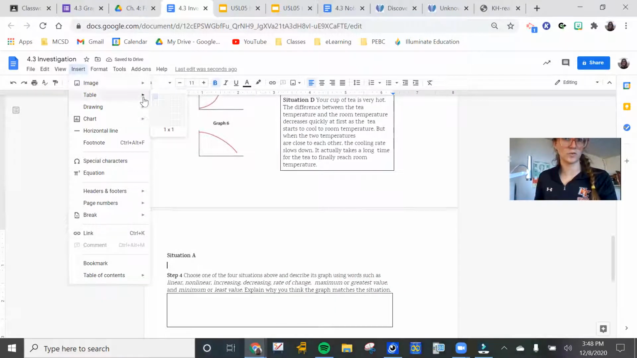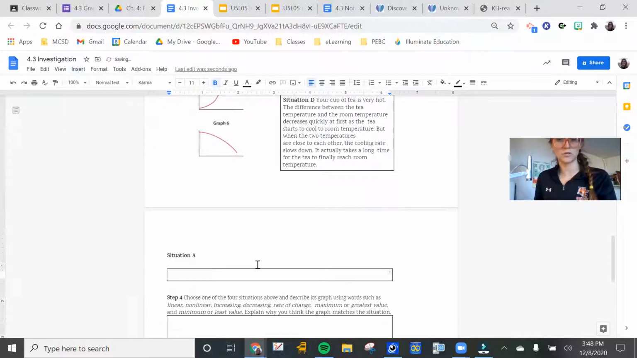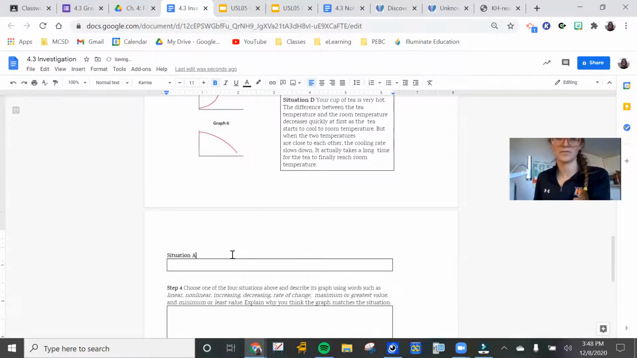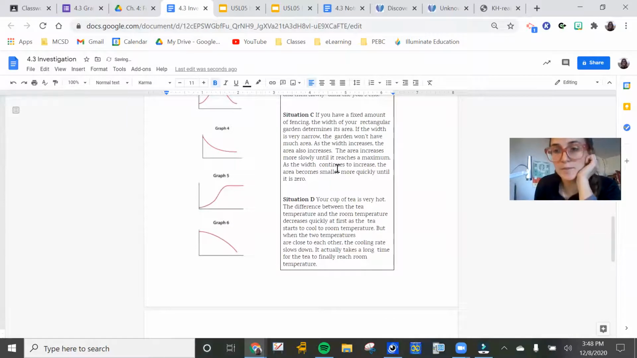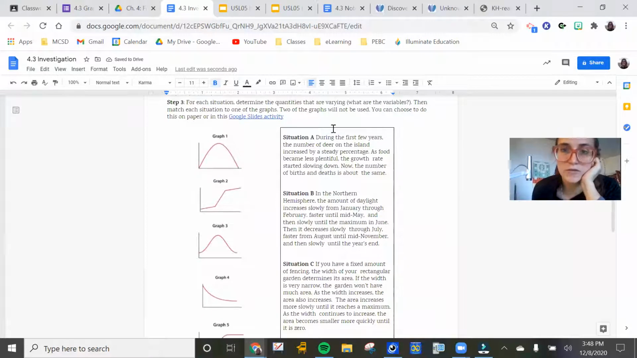Insert table. So situation A. It says, during the first few years, the number of deer on the island increased by a steady percentage. As food became less plentiful, the growth rate started slowing down. Now the number of births and deaths is about the same.